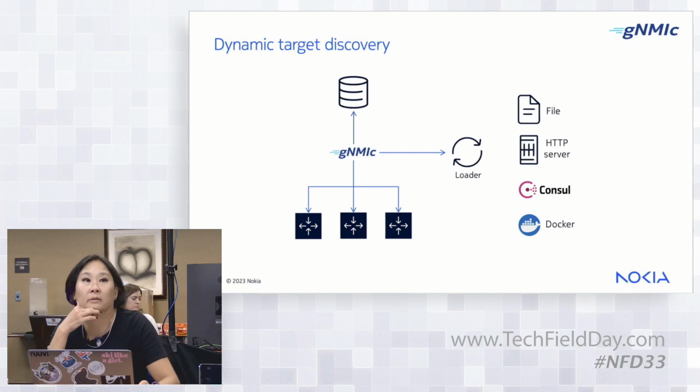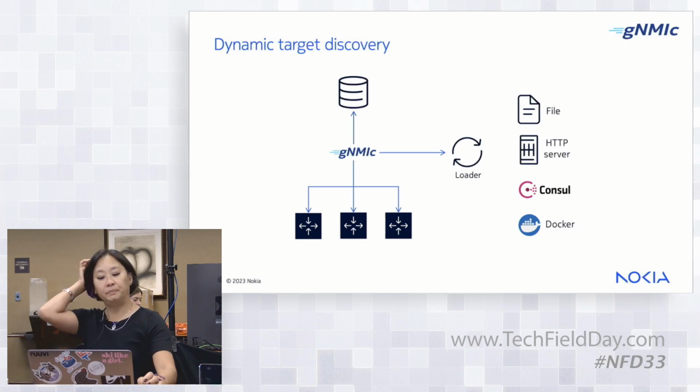You can do that, but that was not the intent of this loader. What you can do is define that in a file, like you said. gNMIc will try to connect to all the routers defined in that file. If one is missing, it will either be reflected in the logs, if that's good enough for you, or you can expose gNMIc internal metrics that tell you, I'm connected to 5 targets. If you're expecting 6, then one of them is missing.